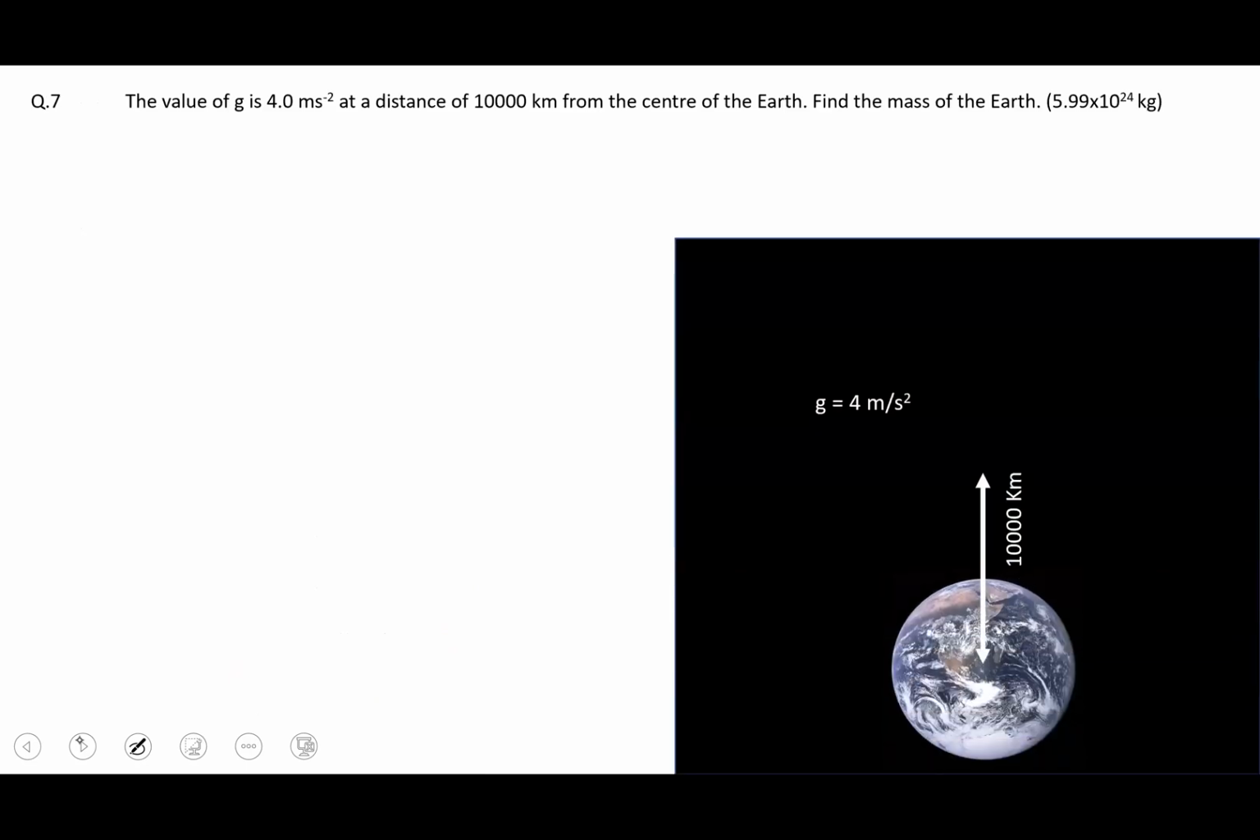Moving on to the next slide, it says the value of G is 4 meter per second square at a distance of 10,000 kilometers from the center of the Earth. Find the mass of the Earth at this point, and the approximate mass of the Earth is given to us, which is 5.99 into 10 to the power 24 kilograms. So the value of G is given, and the distance of 10,000 kilometers from the center of the Earth is also given. That means the radius is also given to us.